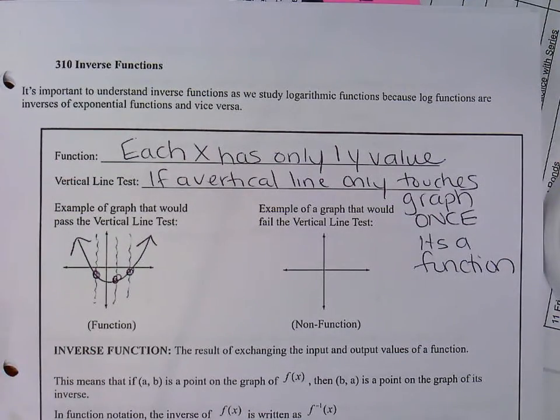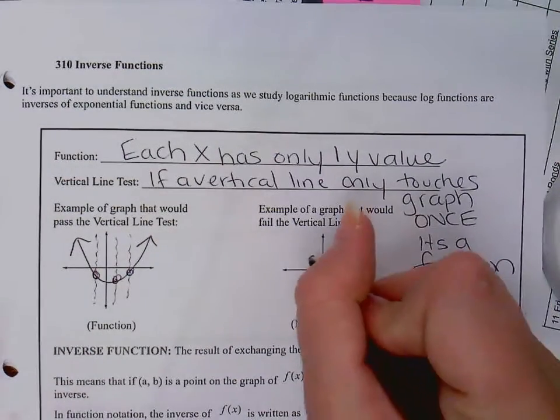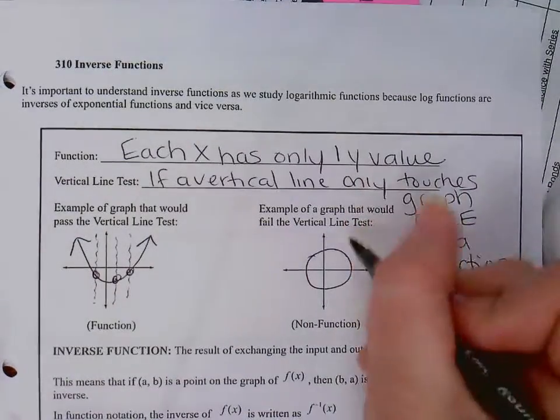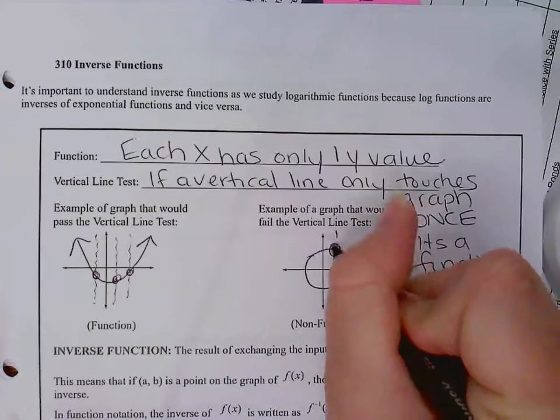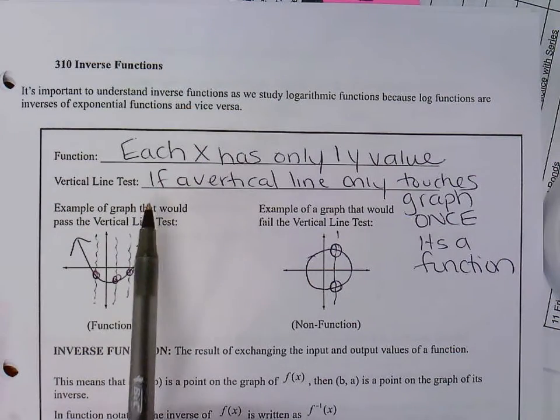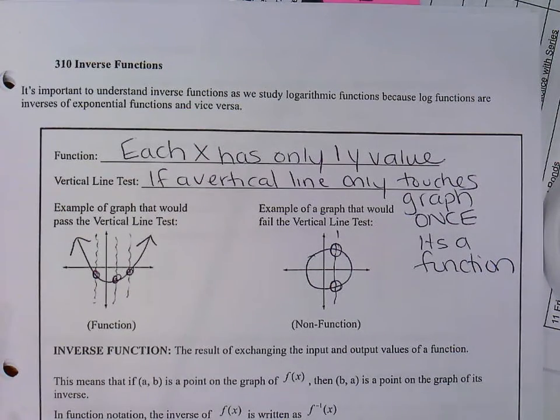A shape that would fail the vertical line test is a circle. That's not a function. If I draw a vertical line, I hit the circle twice with the same vertical line. So that's a quick way of deciding if you have a function or not. We need to know what a function is in order to understand inverse functions.